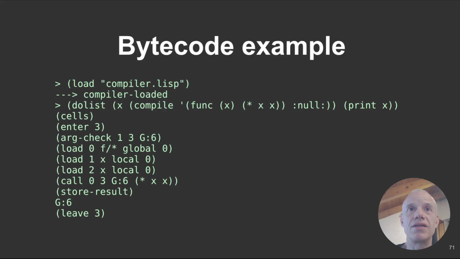Then I'm calling the function. And as you see, call 0 means the call starts, the function object will be in slot 0, and the parameters will be in the following slots. In total, there are 3 elements. So I'm basically calling a function passing 2 arguments. In case of an error, this means if I get an odd value, I'm jumping to G6.